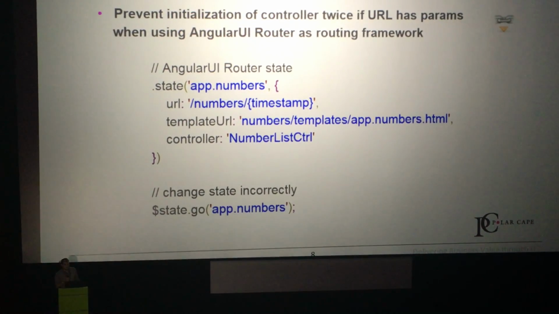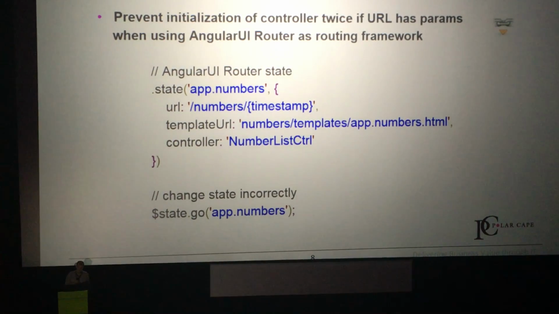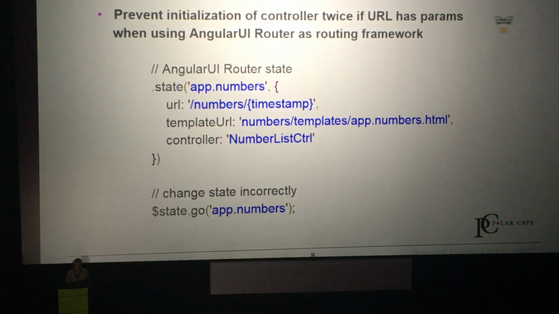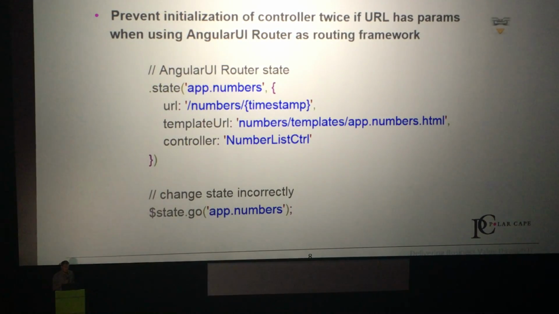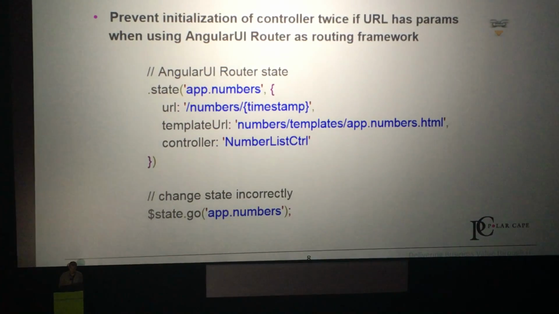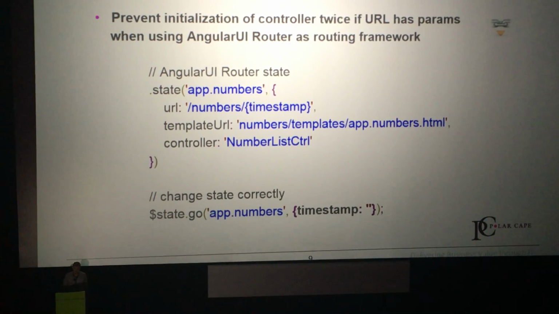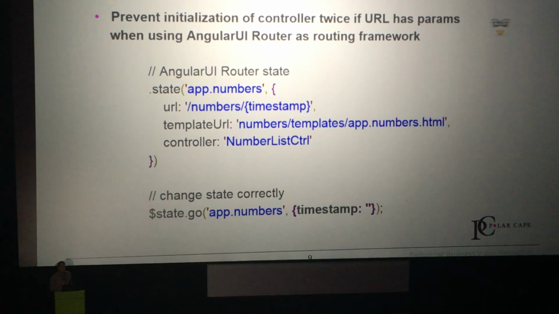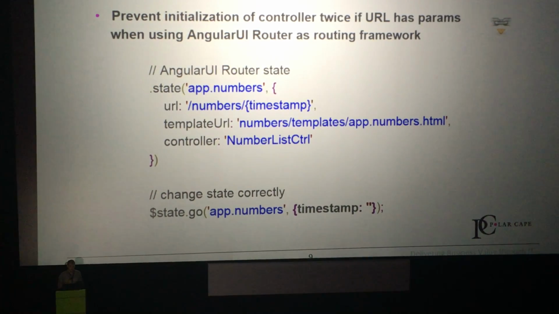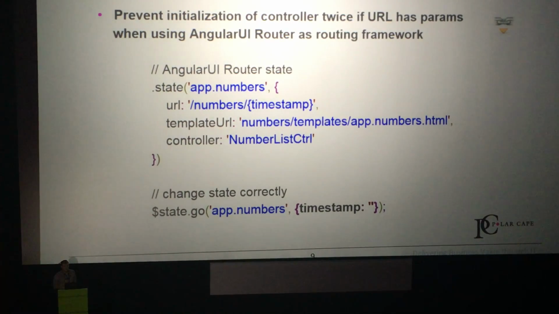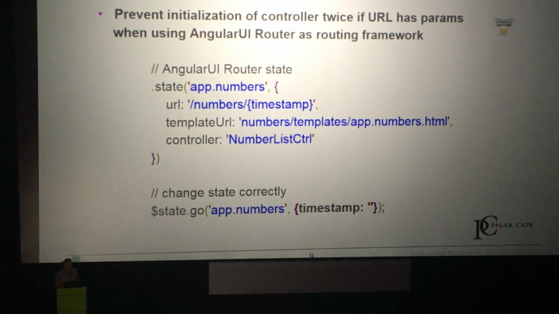If you sometimes have two initializations of your controller, sometimes it happens because you have URL parameters on your view, and if you do not pass URL parameters, you will probably get two initializations of the controller. Just add some default parameters, and everything will be fine.